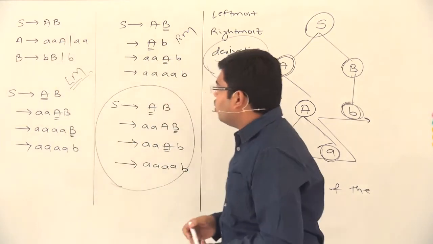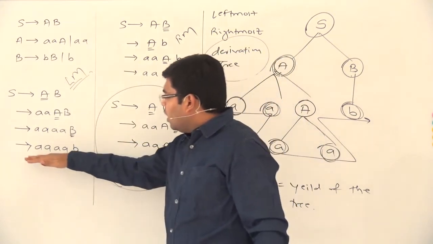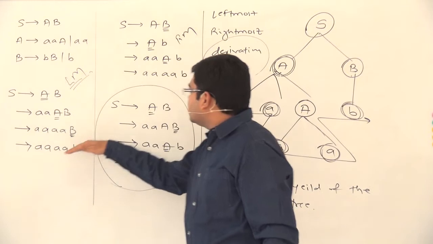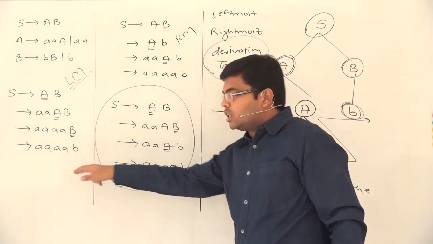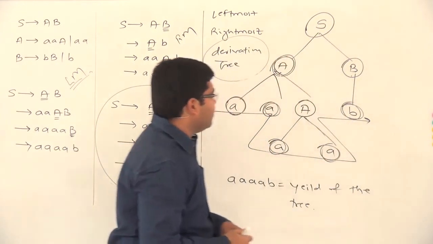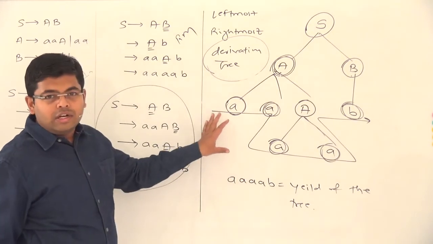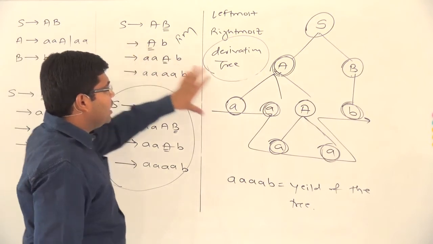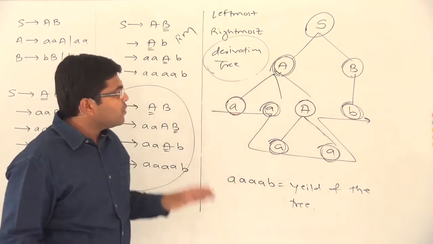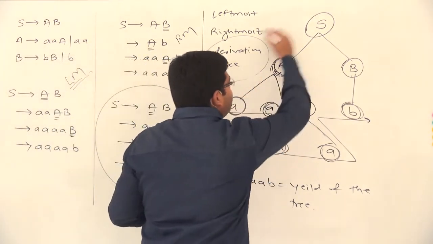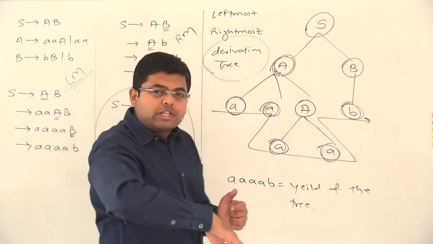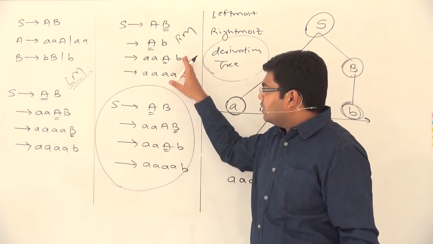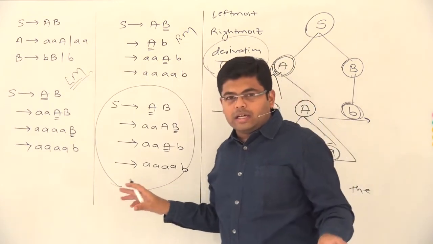And this is how every word can be generated with the help of either rightmost derivation or leftmost derivation, and every derivation can be represented with the help of a derivation tree. And for a leftmost and rightmost derivation, the derivation trees are not going to change. Similarly, whenever you obtain any derivation tree, from the derivation tree you can obtain leftmost derivation, you can obtain rightmost derivation, or you can obtain any other derivation.